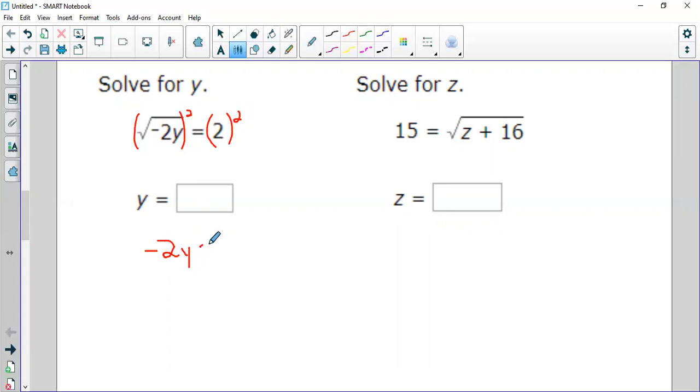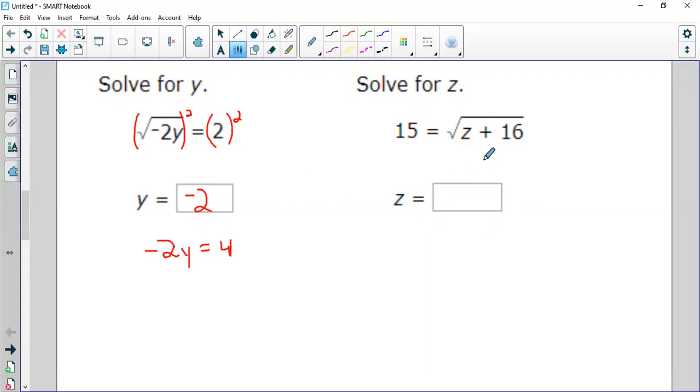And that's equal to, right-hand side says 2 squared, 4. Now I have a one-step equation to solve. It's simple. Divide both sides by -2, and y is equal to -2. There we go. So -2 times -2 gave me +4 inside the radical, and the square root of 4 is 2.